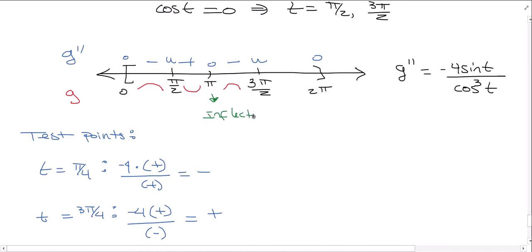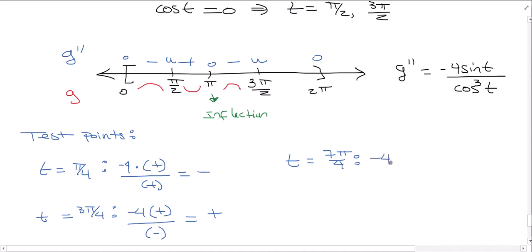So now that's a point of inflection. 3 pi over 2, even if concavity changes, that's not going to be an inflection point, but we do want the intervals. So pick t equals the next pi over 4. So do 7 pi over 4.